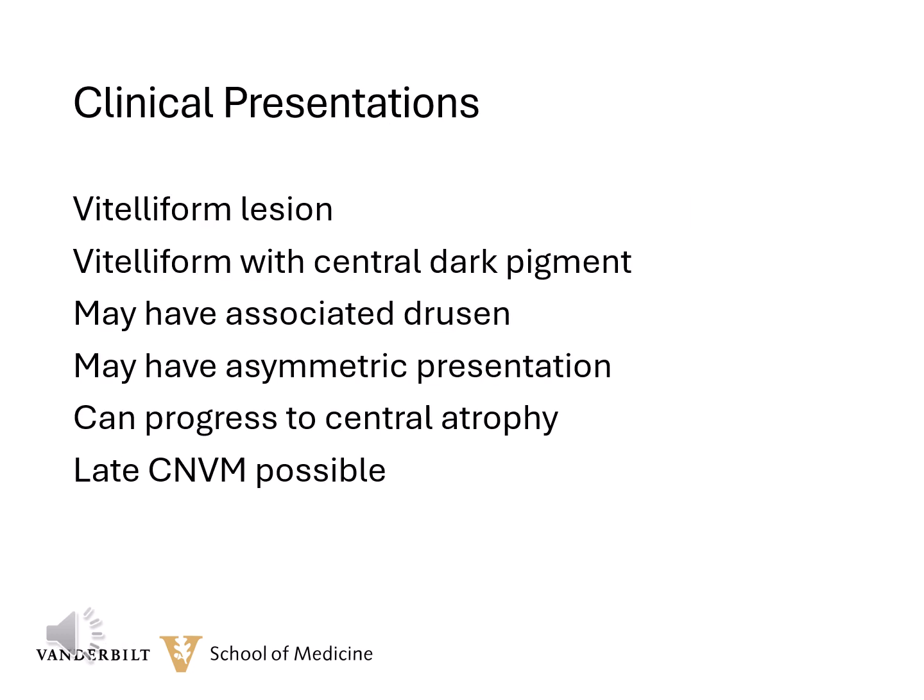There's not just one clinical presentation of type 1 pattern dystrophy. We will first start with the classical presentation of a central vitelliform lesion. Then we'll show some other presentations, some examples of vitelliform lesions with dark centers, some associated with drusen. Not all dystrophies present symmetrically, so you'll find that the use of the OCT and understanding the different patterns on OCT will help you come up with a correct diagnosis.